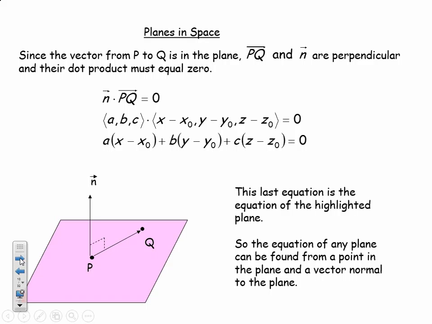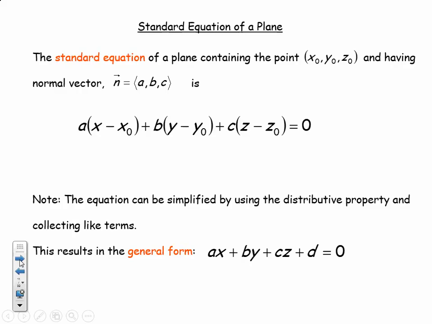The last equation, this right here, is the equation for our plane. Yeah, write these two. So here's the standard equation of our plane. Here's the general form, which means we multiply everything out.